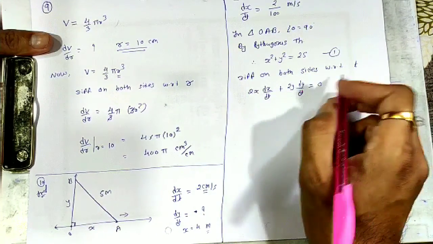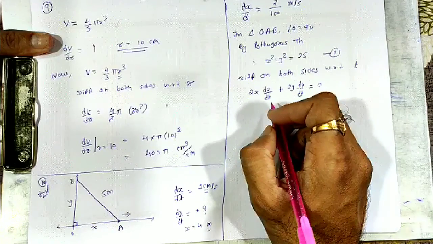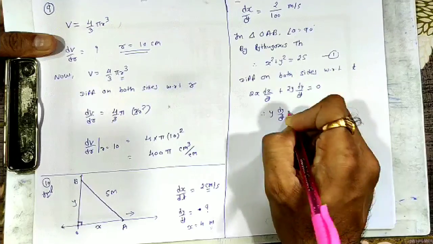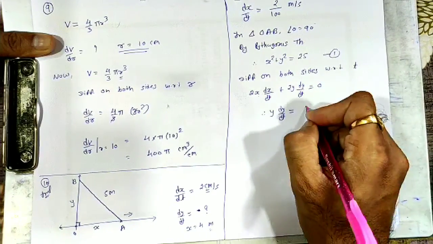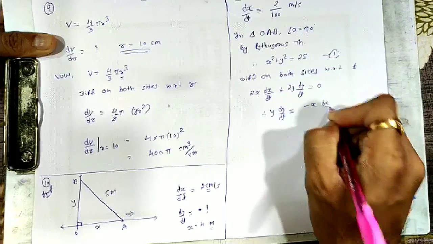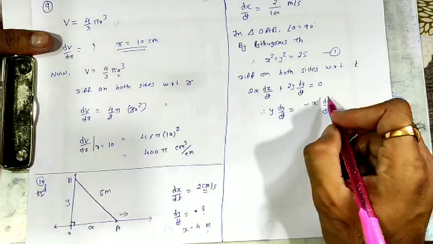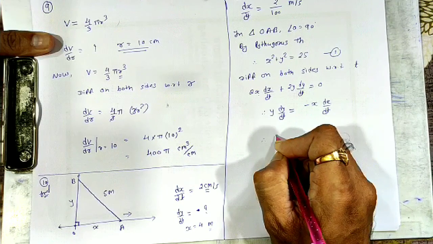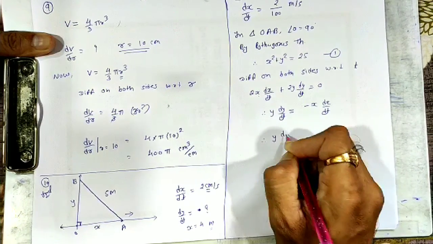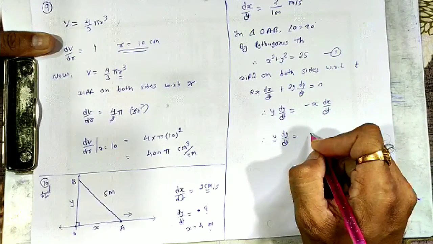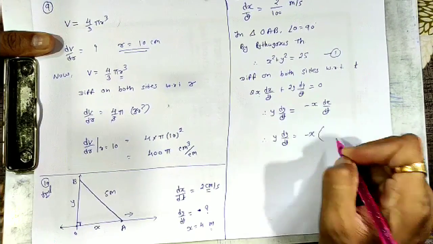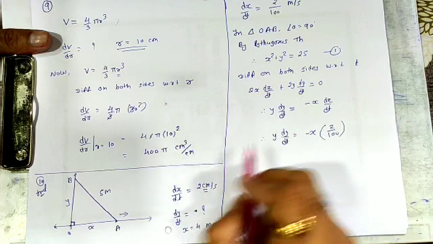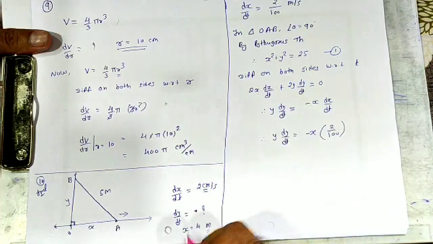So here 2 will be common, it will be cut out. So we are getting y dy by dt is equal to minus x dx by dt. Now this dx by dt is given, therefore we can write y dy by dt equal to minus x dx by dt, which is 2 by 100. Done. Now we have to find the rate of change of this height when x equal to 4.